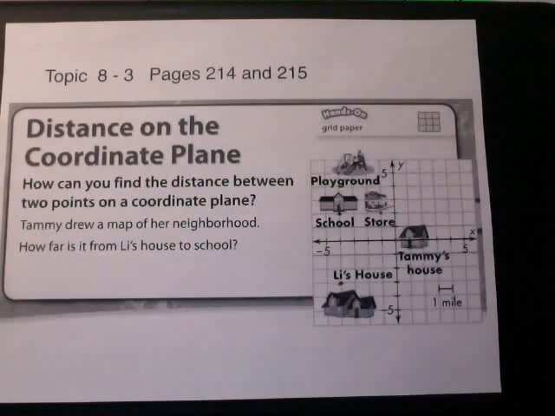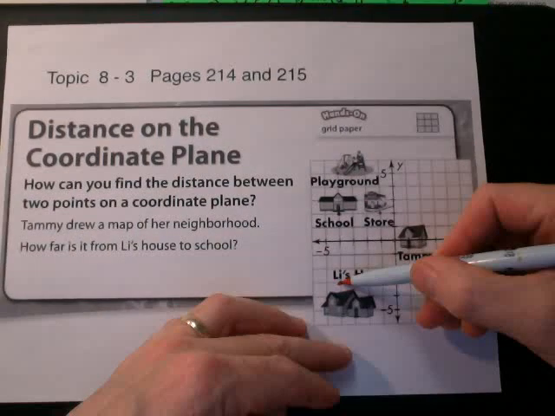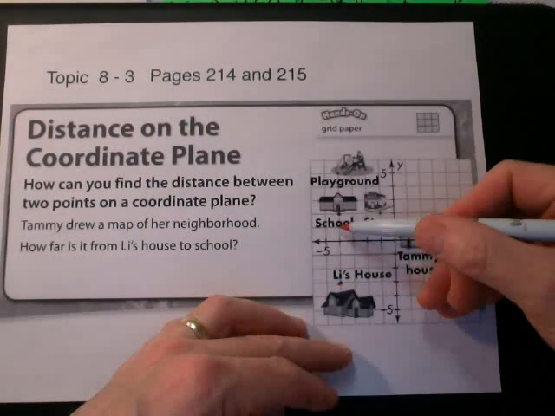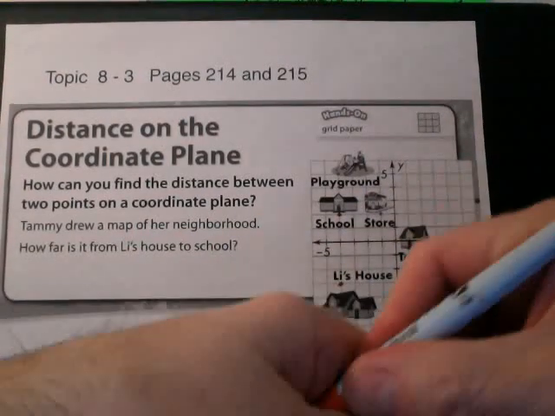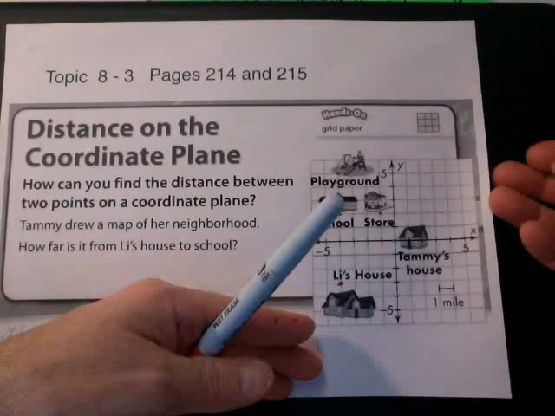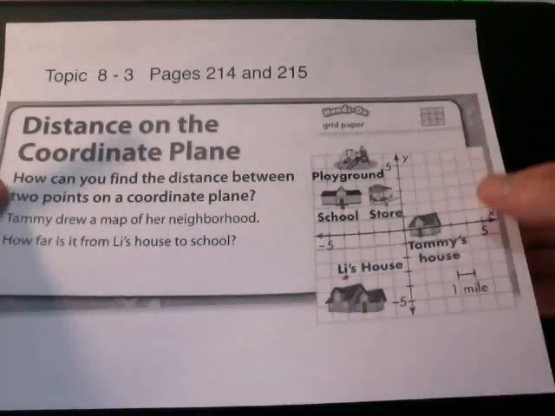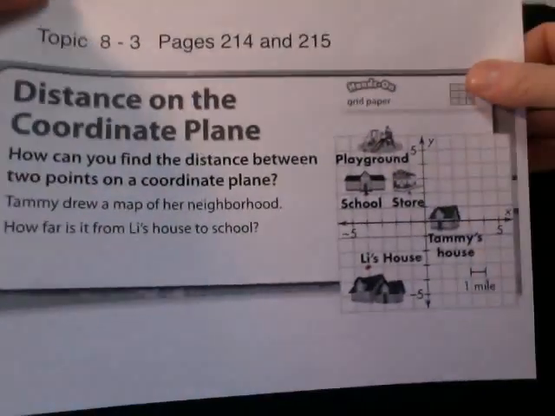Now the obvious and easiest thing to do in this case would be simply to count 1, 2, 3, 4, 5, and that would equate to 5 miles. But sometimes the maps are not this easy, and you have to do a little bit more adding and subtracting. So let's take a look at what they talk about on page 215 in the book.